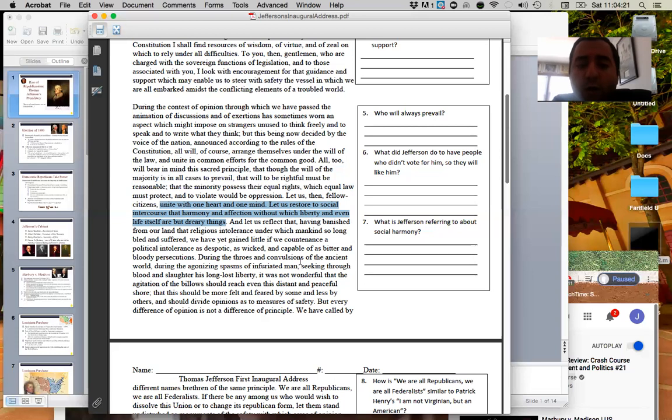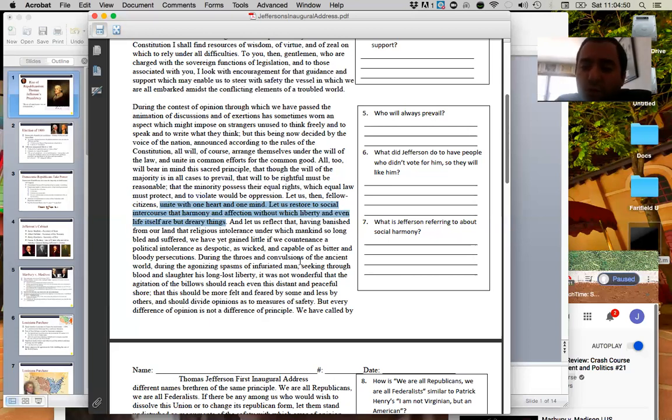Unite with one heart and one mind. So bringing the nation together, one heart, one mind. Remember, just like Washington, not saying we're Federalists, we're Republicans, we're Democrats. No, but instead we are one. Let us restore to social intercourse that harmony and affection without which liberty and even life itself are but dreary things. What he wants to do here.